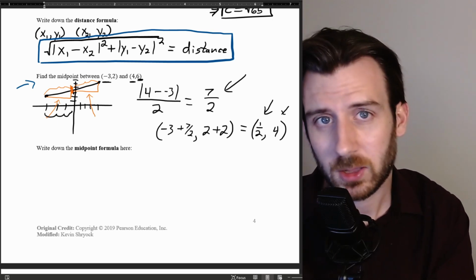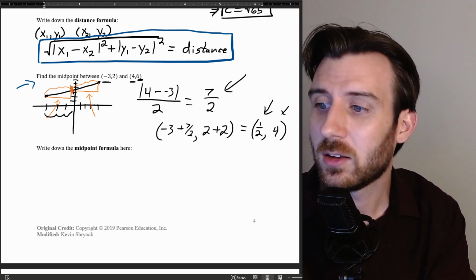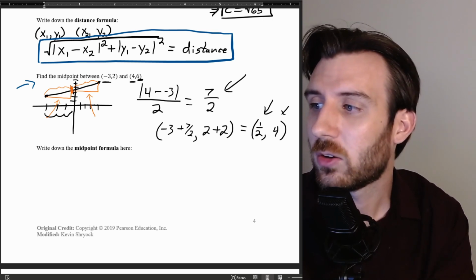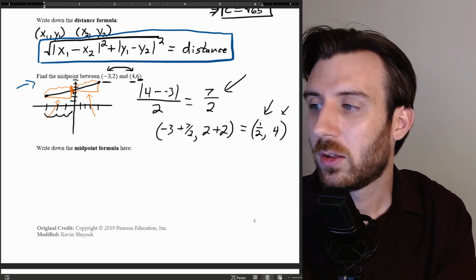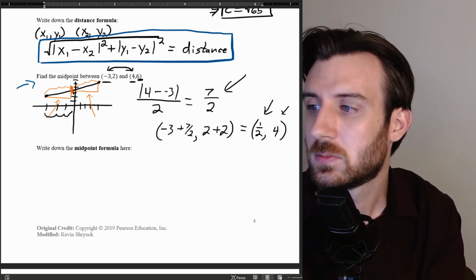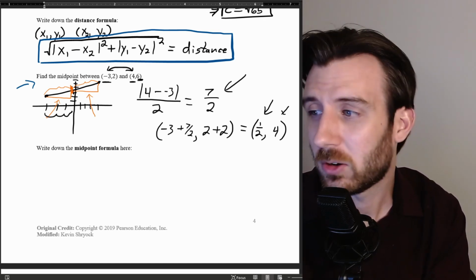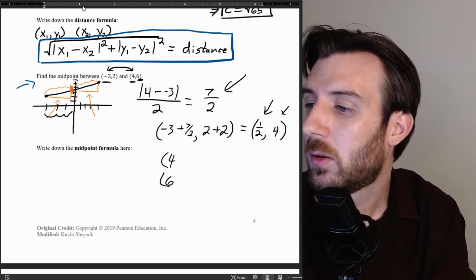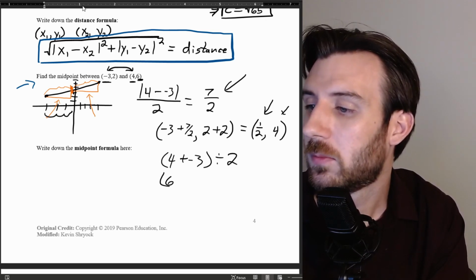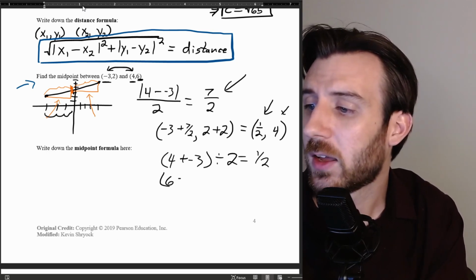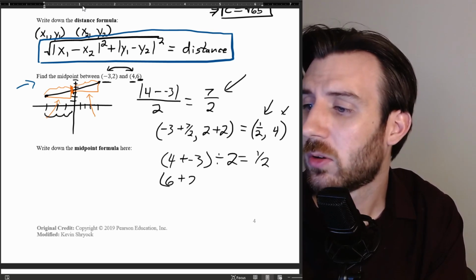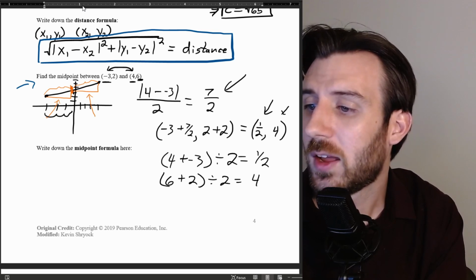I'll let you know there's a simpler way. What if instead I was trying to just find that halfway mark between 4 and negative 3? Here's a way that we could do this, and this one again takes a little bit of thinking about. 4 plus my negative 3 divided by 2. That would get me 1 divided by 2 is 1/2, and then I have 6, and I would add that to 2 and divide that by 2. That would get me 4, and there we have it.